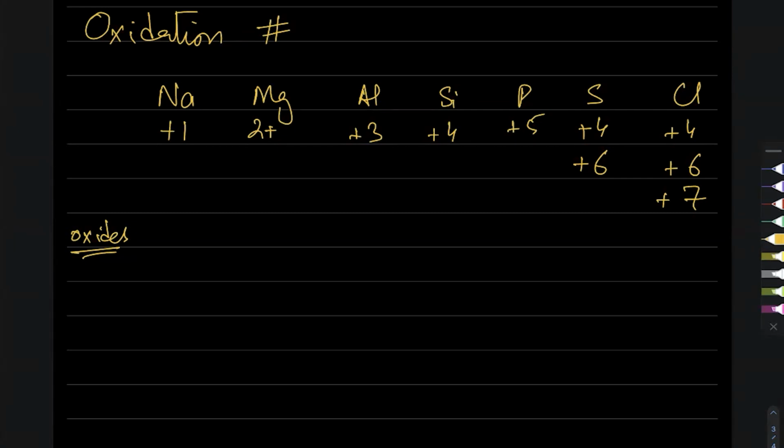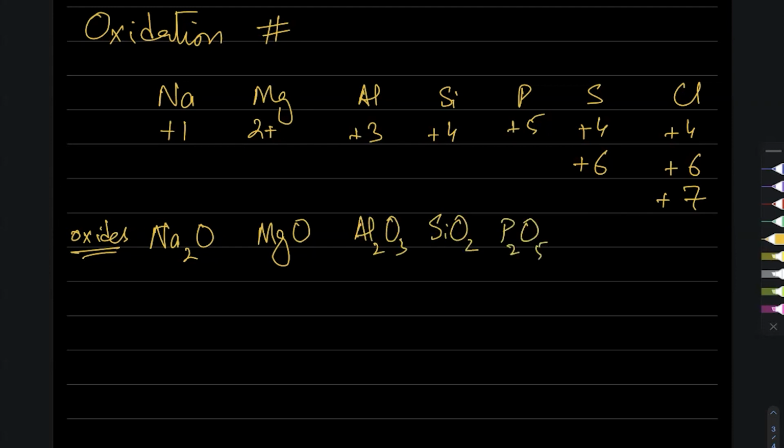Sodium, we know when it reacts, it forms Na2O. It's going to be purely ionic. MgO, Al2O3, SiO2, P2O5. Again, what am I doing? I'm doing the cross multiplication thing that we learn about in all of this. This one will be SO2 and SO3. This one would be ClO2, ClO3, Cl2O7. Okay, that is what it can form based on this information.